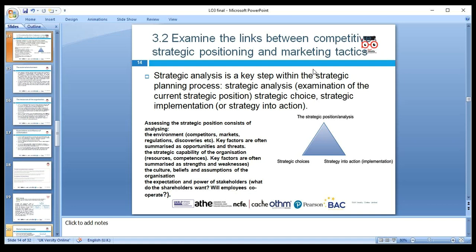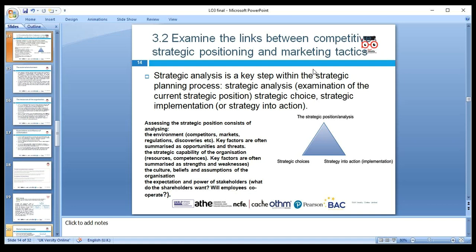So strategic analysis is the key step in strategic planning: analysis and examination of the current strategic position, choices, strategic implementation, and strategy into action. Assessing the strategic position consists of the environmental, competitor, market and regulator factors, and the key factors often summarize opportunities and threats. Strategic capabilities, so resource competency, the key factors often summarize strengths and weaknesses.